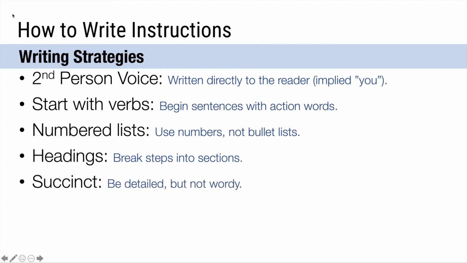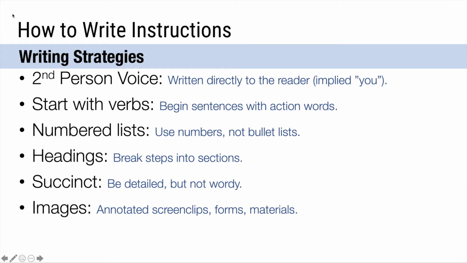Next, instructions need to be succinct. And I think the best way to describe that is to be detailed. Make sure that you cover everything, but don't add any additional words. Don't add words that might make your instructions fuzzier or more confusing. Now, I can't tell you exactly how to do that, but I will give you some examples about how to make sure that your instructions are succinct in a couple more slides.